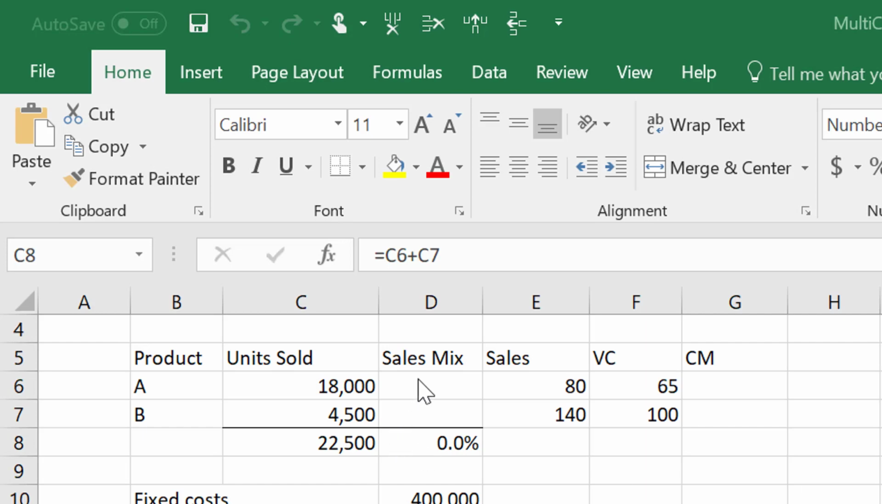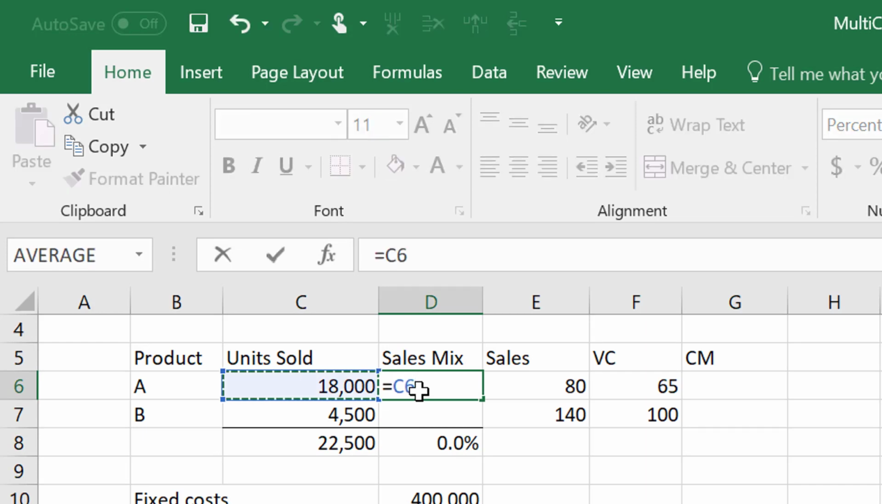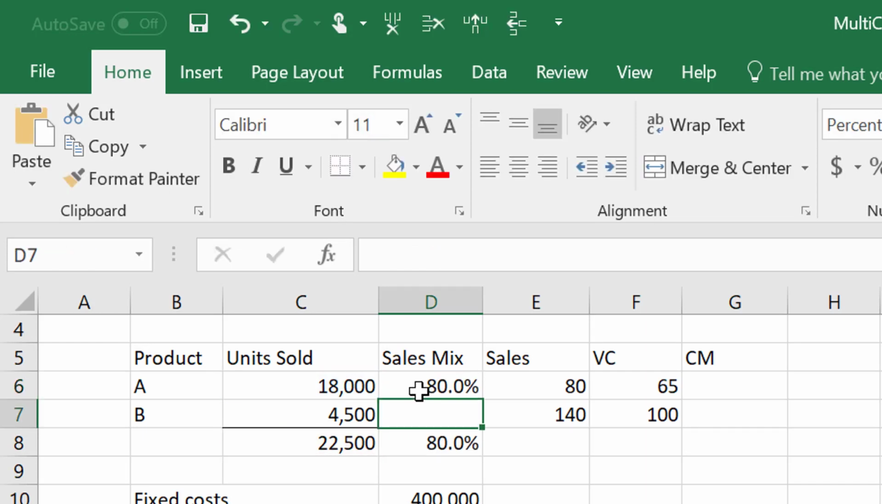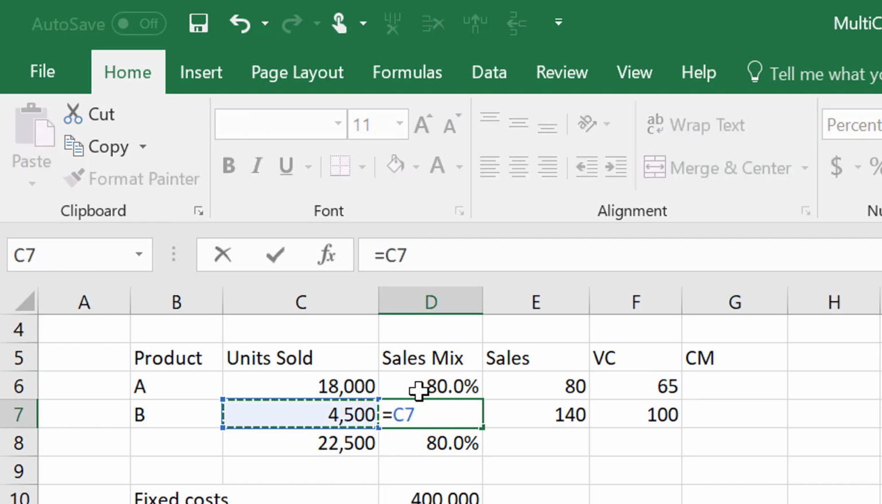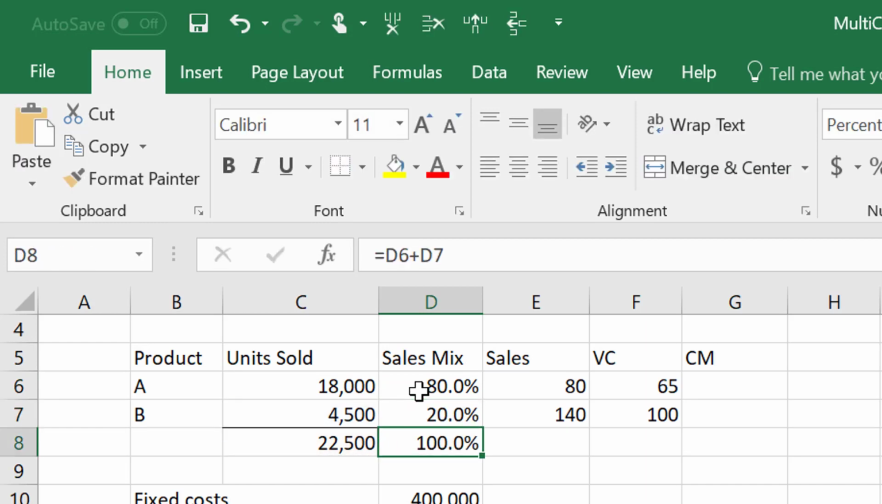And the sales mix is simply the pro rata share of each one. So we can figure out what is 18,000 and what is 4,500 as a percent of the total. So you can see that 80% of the products are product A, 20% of the products are product B.